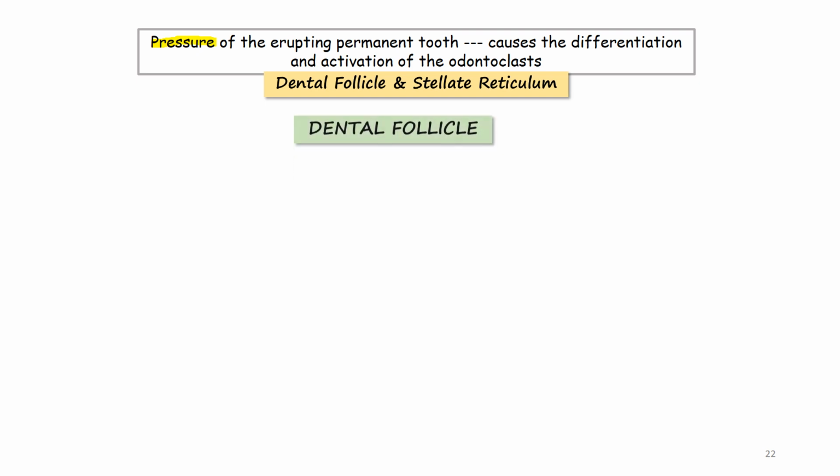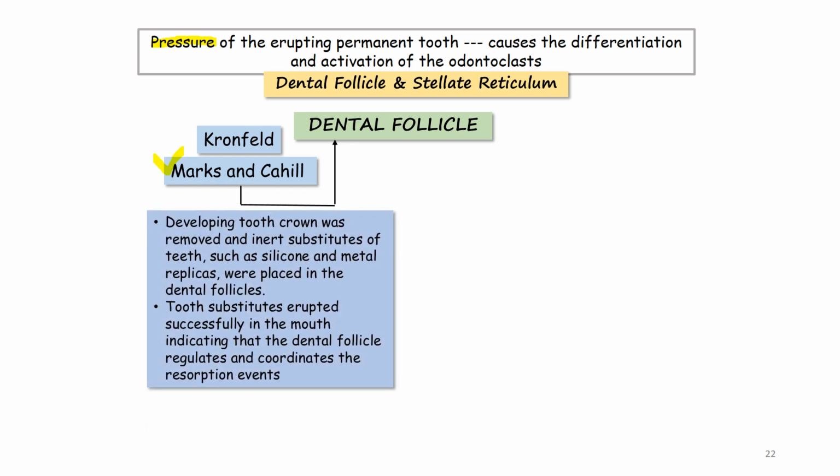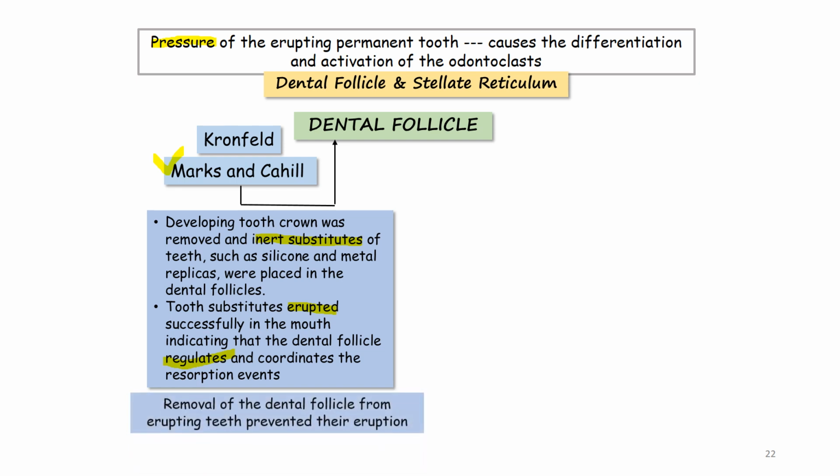Since the 1930s, Cronfield suggested that the dental follicle is responsible for the resorption of the roots of the primary teeth. Elegant studies conducted by Marks and Cahill stated that the dental follicle of the permanent tooth is responsible for the root resorption rather than the permanent tooth itself. In their studies, the developing tooth crown was removed and inert substitutes of teeth such as silicone and metal replicas were placed in the dental follicles. The tooth substitutes erupted successfully into the mouth, indicating that the dental follicle regulates and coordinates the resorptive process. In cases where the dental follicle was removed, the teeth were prevented from eruption.